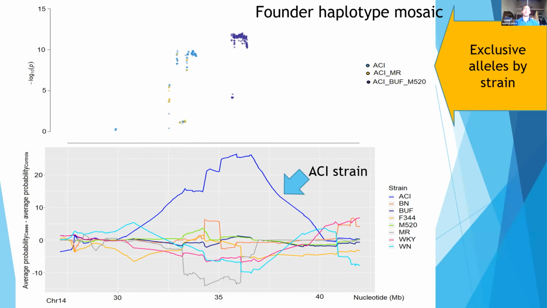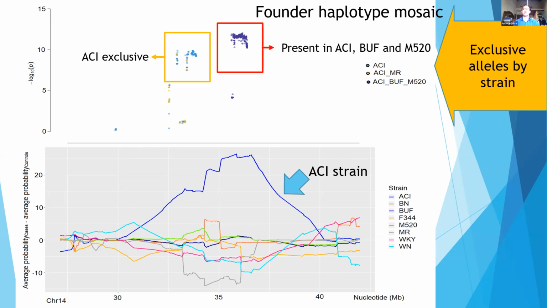The second plot is showing exclusive alleles by strain. I'm showing here a subset of SNPs, a subset of alleles that are ACI exclusive. Another subset is not ACI exclusive. It's present in ACI, VOF, and N520.